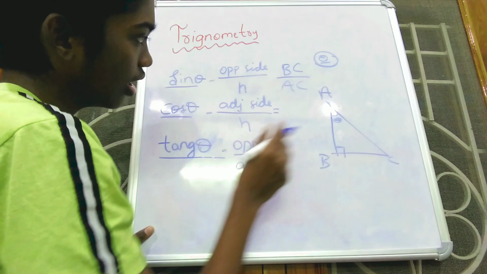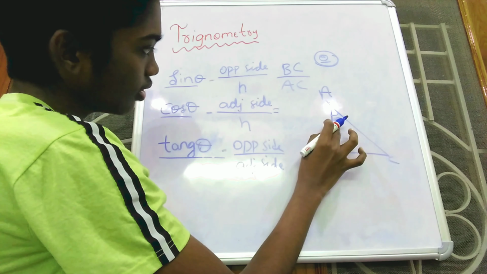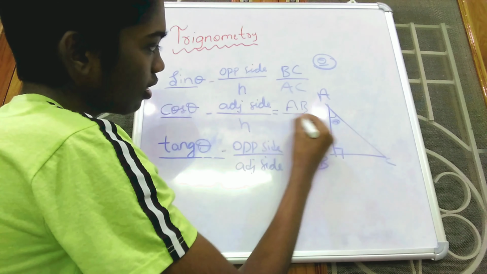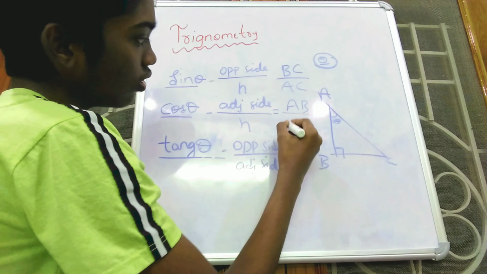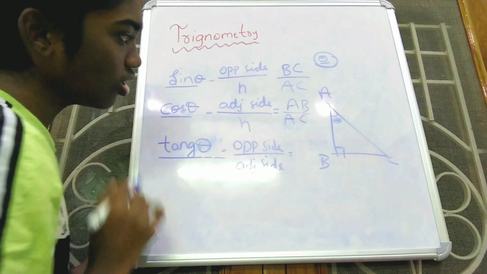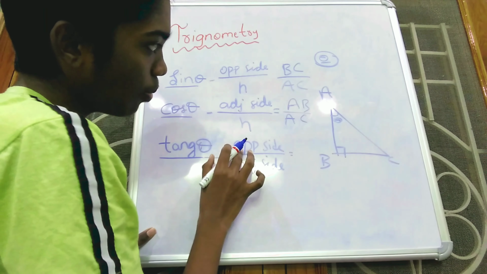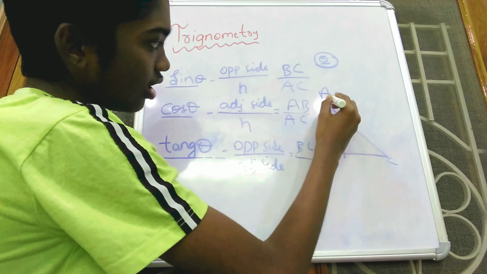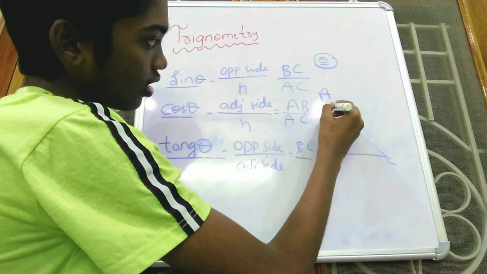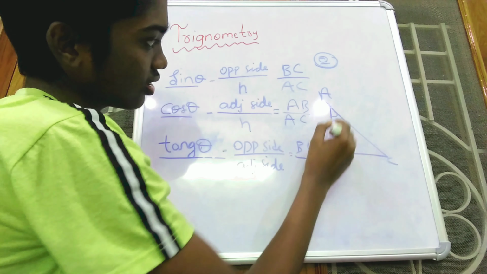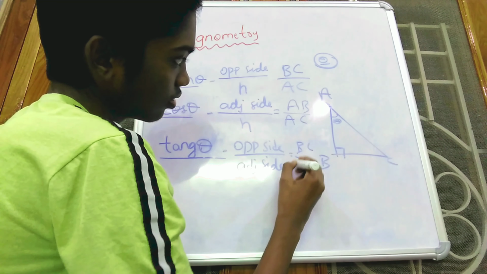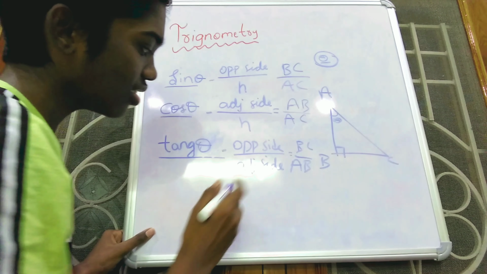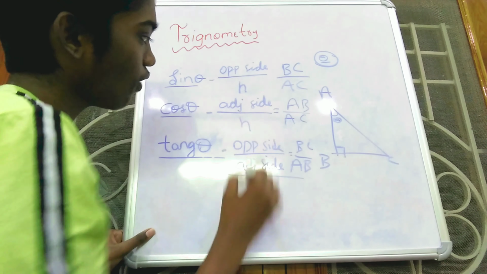Now coming to cos theta. We have to observe the theta. What is the adjacent side? AB is the adjacent side, and AB by the hypotenuse, which we know is AC. Now coming to tan theta: for theta the opposite side is BC, and the adjacent side, which is touching theta, is AB. So tan theta is BC by AB.